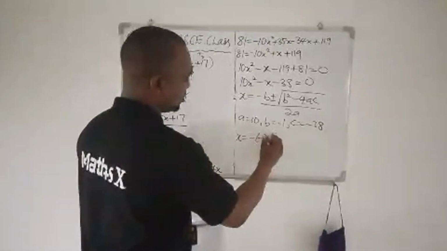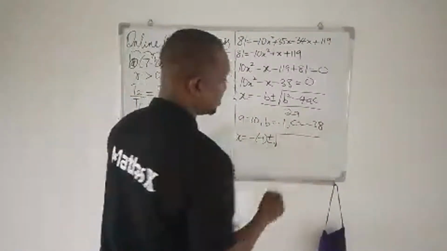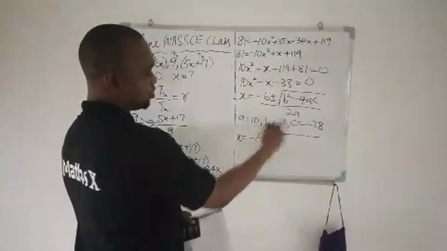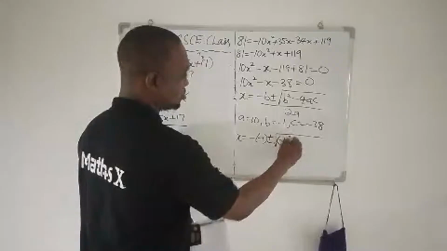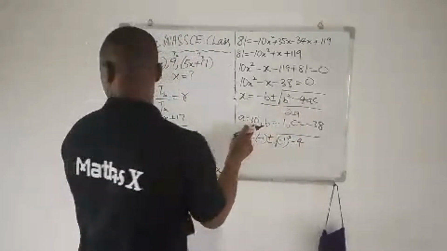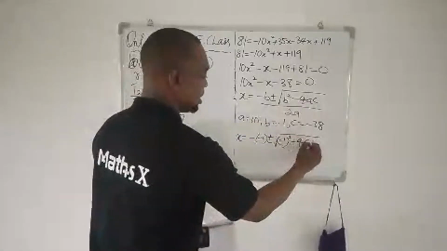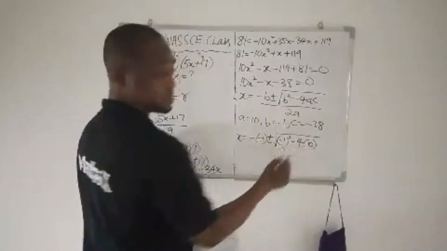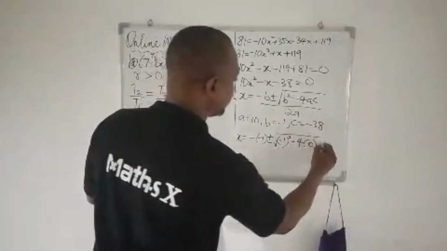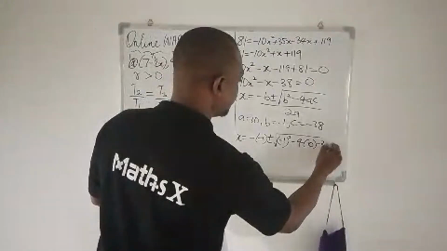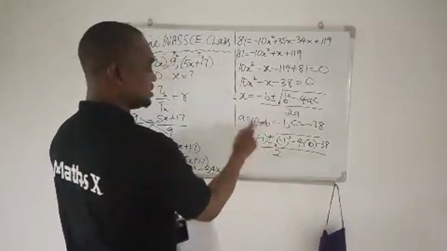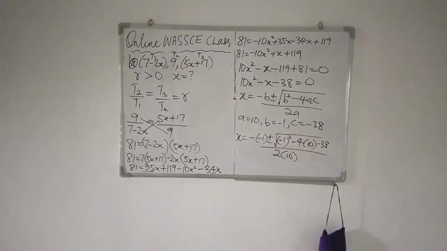So we have a plus minus square root. So my b is minus 1. So I have a minus 1 all squared minus 4 times my a, my a is 10. So I have a 10 here. And my c is minus 38, all over 2a, my a is 10 again. So I have a 10.